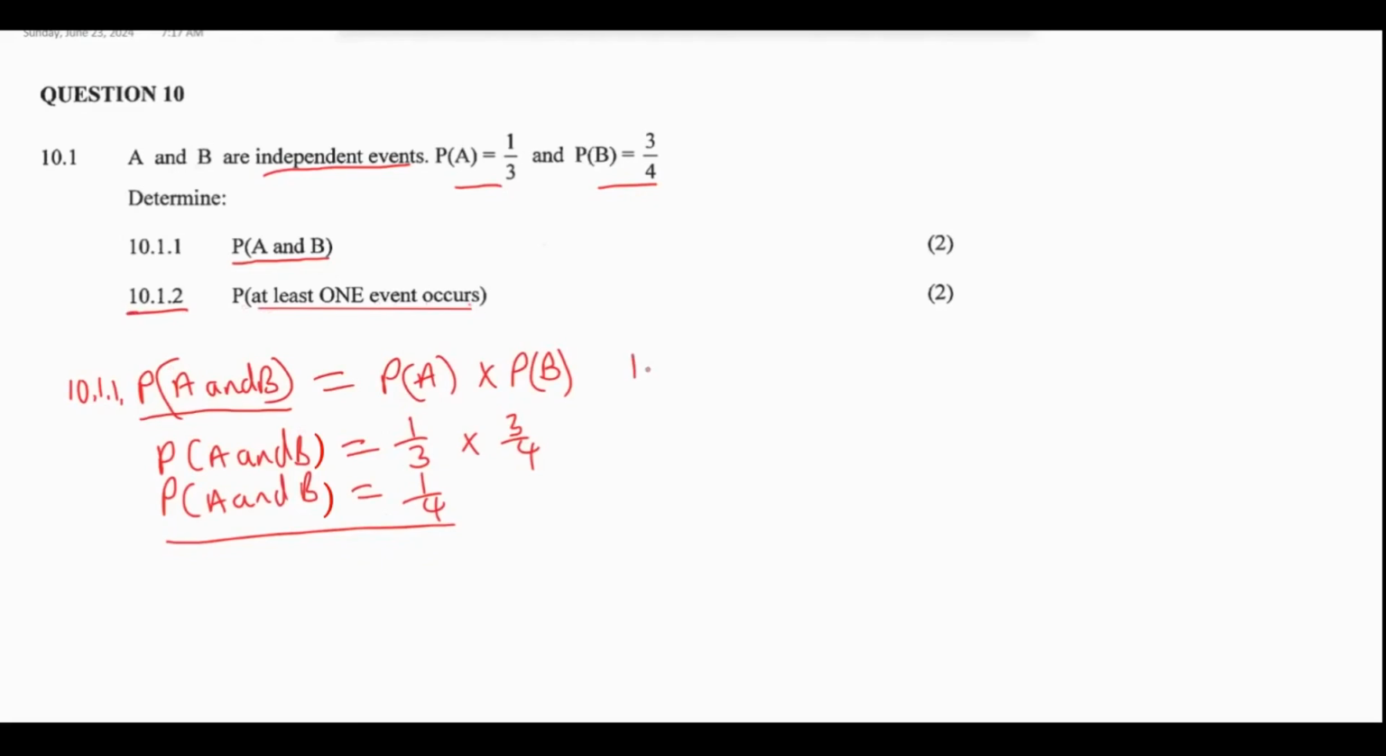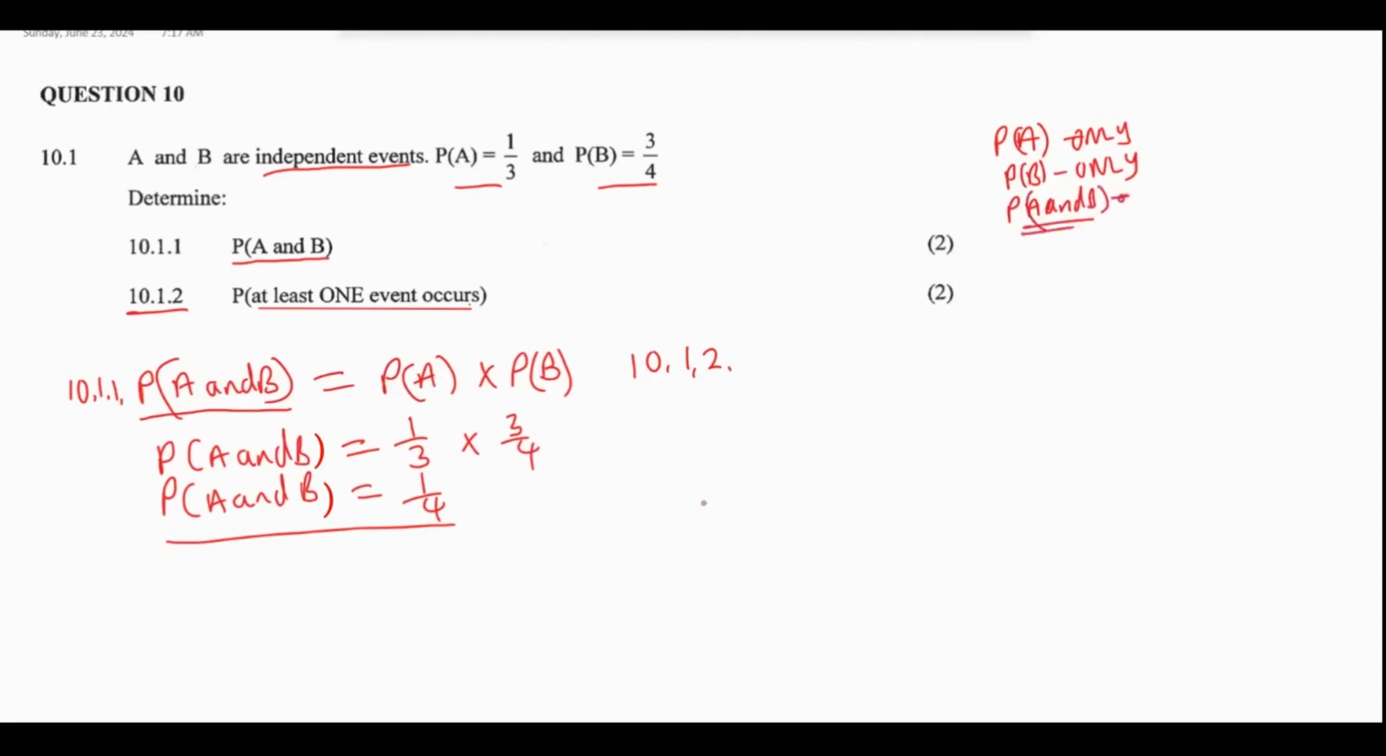So what is the meaning of this? At least one event occurs. I think if I explain this using the Venn diagram, it is going to be easier. Right, so it means we can have probability of A only, that will be one event occurring. We can have probability of B only, that will be one event occurring. At least one, it means one or more. So you can also have the probability of A and B. That will be two events occurring.